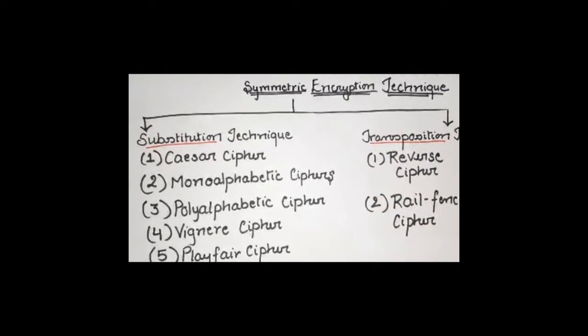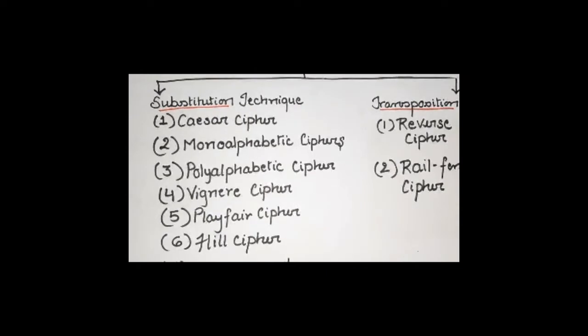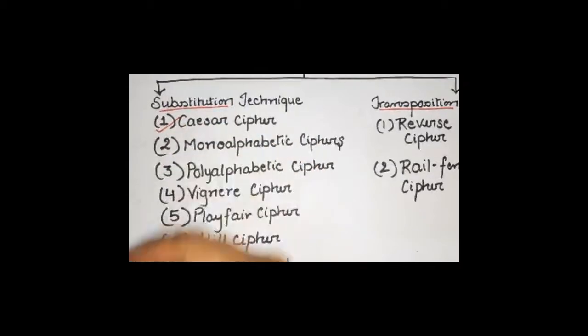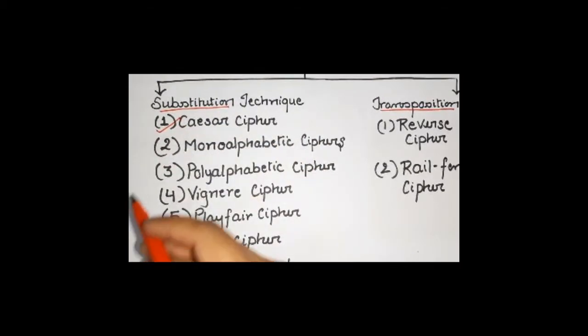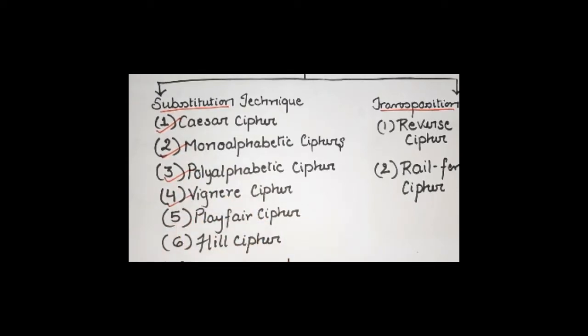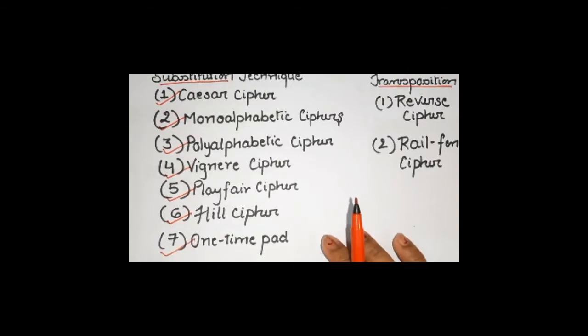Moving ahead to substitution technique. In a more standard manner, substitution technique is one in which the letters of plain text are replaced by other letters, or by numbers, or by symbols. Substitution techniques can be of a number of types. We'll be discussing Caesar cipher in the coming videos, monoalphabetic cipher, polyalphabetic cipher, Vigenere cipher, Playfair cipher, Hill cipher, and one more called one-time pad cipher.